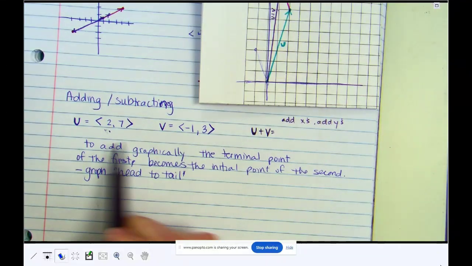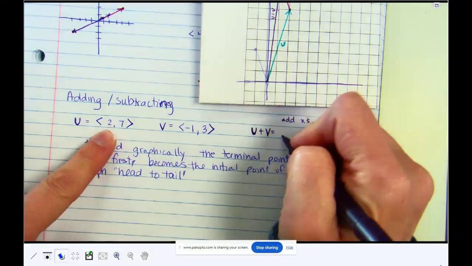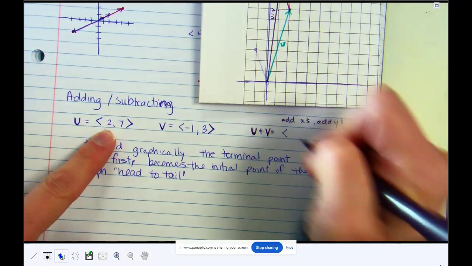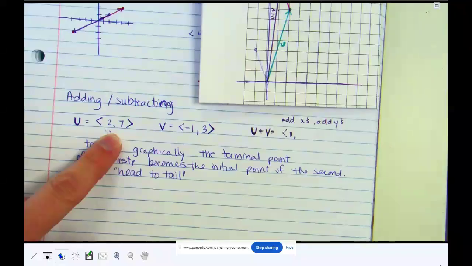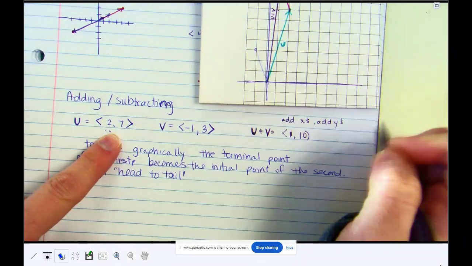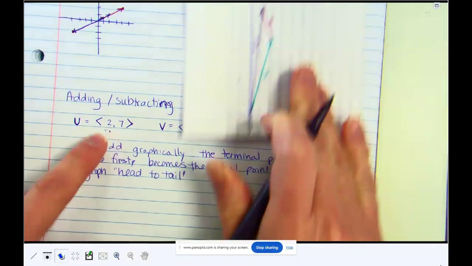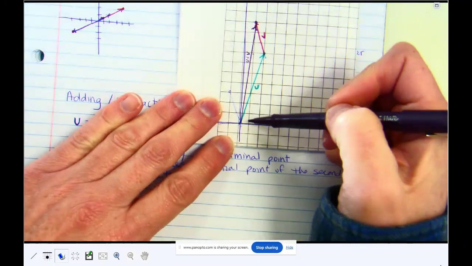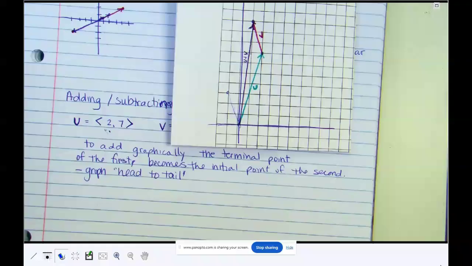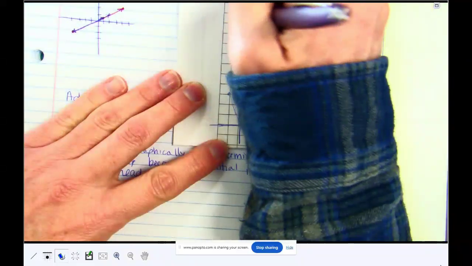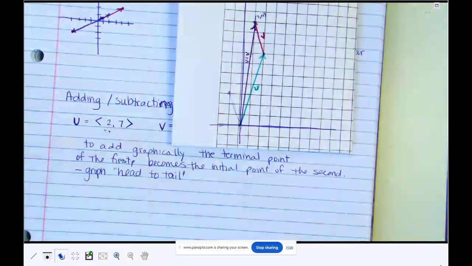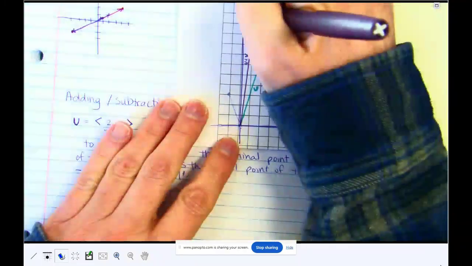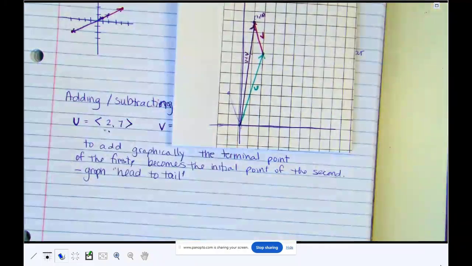Okay, so u plus v, if I add the x's, what do I get? I get 1. If I add the y's, what do I get? 10. Notice, whoops, angle bracket. Notice that is the point 1, 10. So we just illustrated, that's a 10, doesn't look like it. We've just illustrated what it looks like to add two vectors.